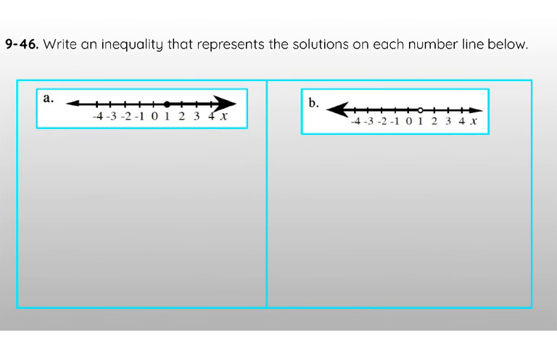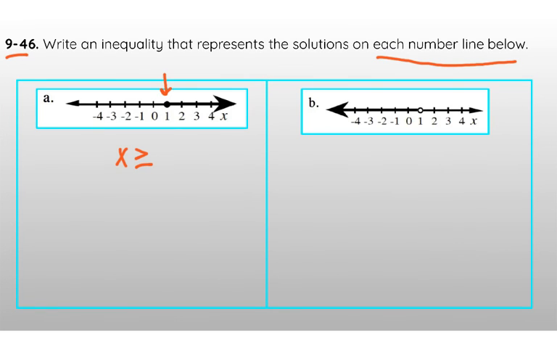When we have an equation that the solution is an inequality, we can graph that solution on a number line. So for this problem right here, 946, it says write an inequality that represents the solutions on the number line. Because the solution is not just one number, you have to show it as an inequality. A closed circle means that that value is included in the inequality. So in this case, x is going to be greater than or equal to.